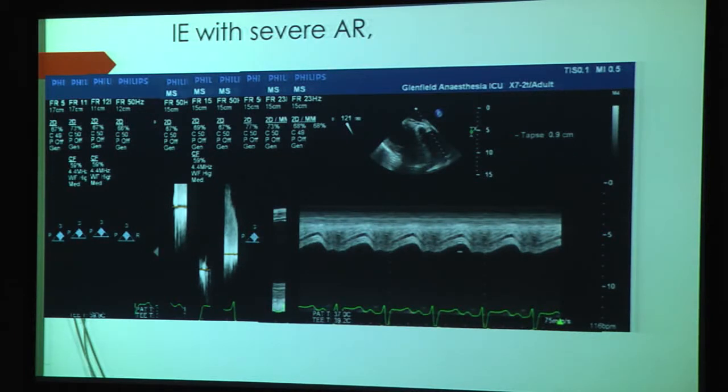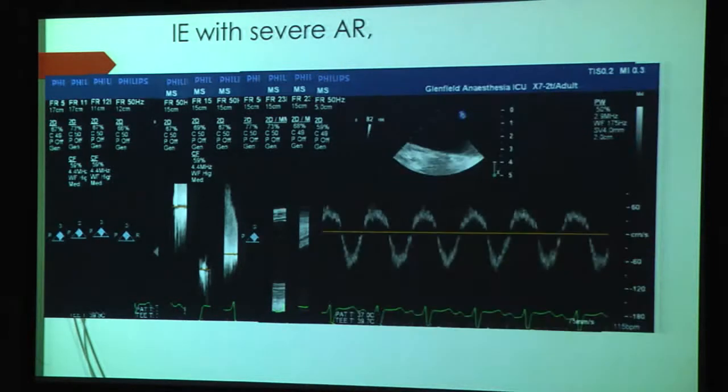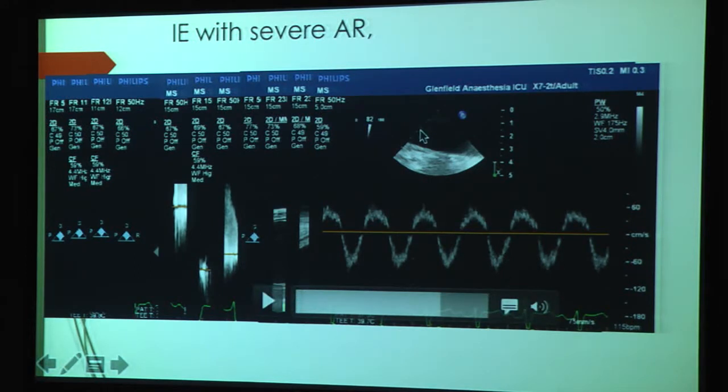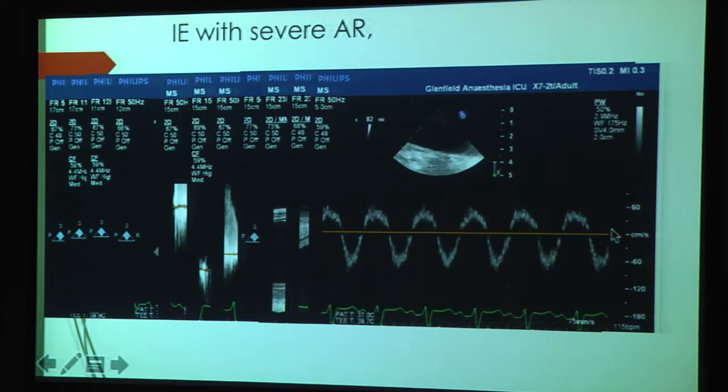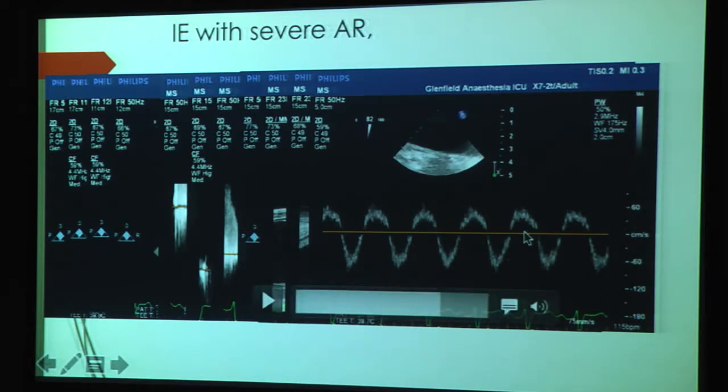We do a TAPSE on the RV because we're concerned about the RV having suffered an infarction, and the TAPSE is only 0.9 centimeters, which is severely impaired. Then we move into the descending aorta and look for aortic flow reversal in diastole by placing a pulse wave Doppler into the distal part of the descending aorta, and we see systolic forward flow and complete holosystolic flow reversal more than 20 centimeters per second by a long way. So this also puts it into severe aortic regurgitation territory.